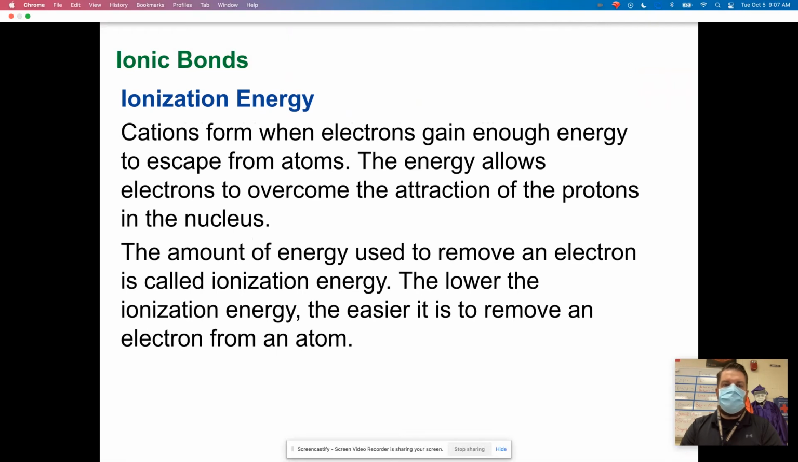Okay? So cations form when electrons gain enough energy to escape the atom. The energy allows the electrons to overcome the attraction of the protons in the nucleus. The amount of energy used to remove an electron is called the ionization energy. The lower the ionization energy, the easier it is to remove an electron from an atom.